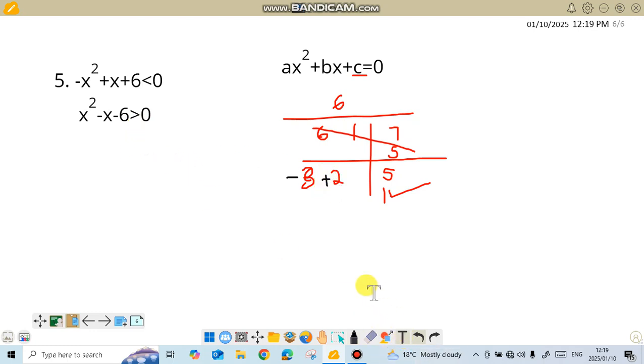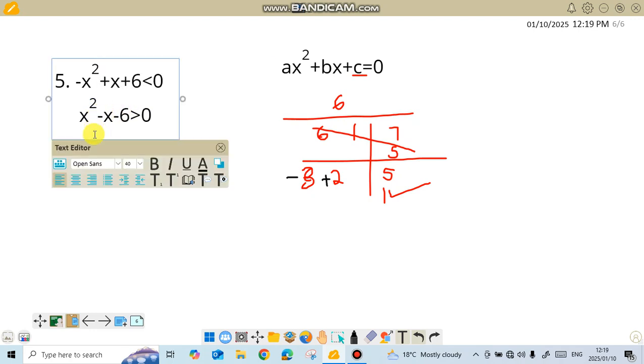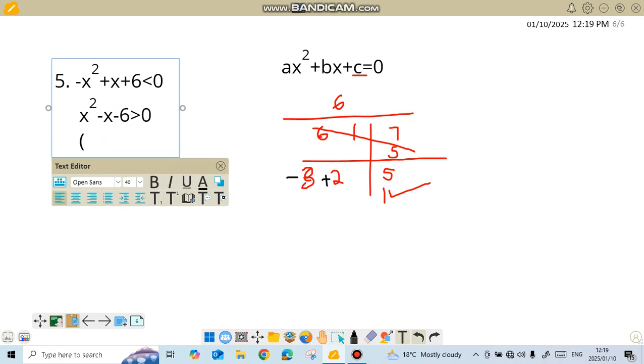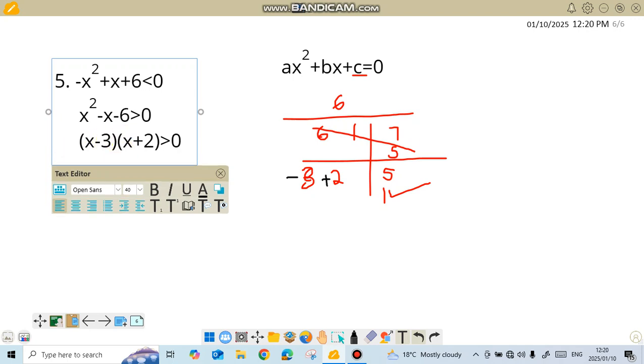Okay? And then now right here we have x minus 3 times x plus 2 greater than 0, right? So we have the factors. These are factors, and then we'll just write them as critical values. Critical values are those important values that help identify where the solution will be.